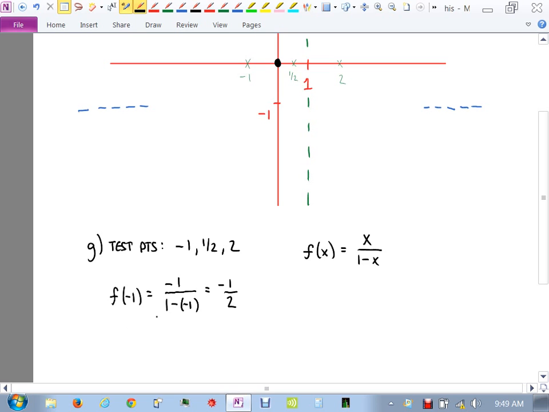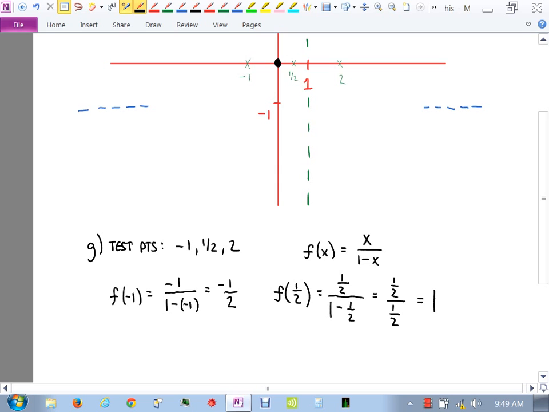All right, let's plug in 1/2. I'll do it right next to this. That means I have 1/2 over 1 minus a half. That's 1/2 over, well, if you have 1 and you take away half, you have half, don't you? And 1/2 divided by a half is 1.